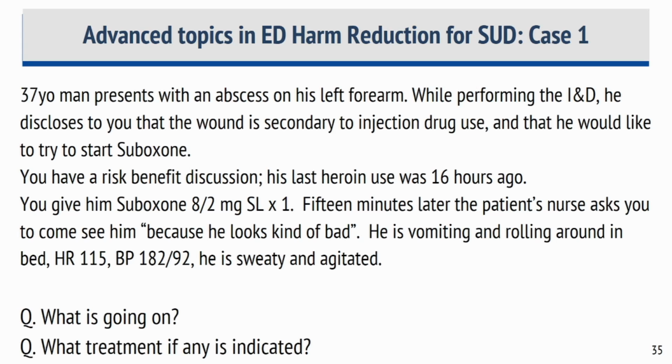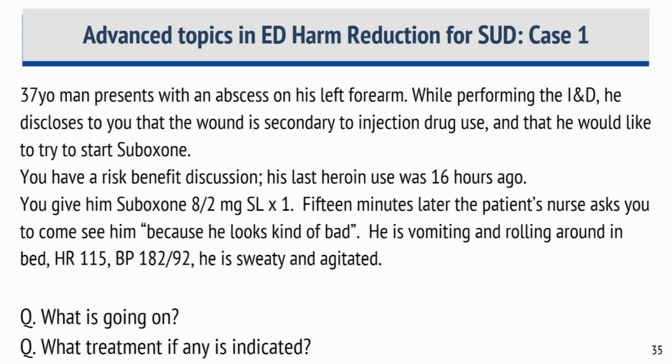All right, so a 37-year-old man presents with an abscess on his left forearm. You're performing the I&D. He discloses to you that this is secondary to injection drug use, and he would like to start Suboxone. You have a risk-benefit discussion with him. His last heroin use, he says, was 16 hours ago.